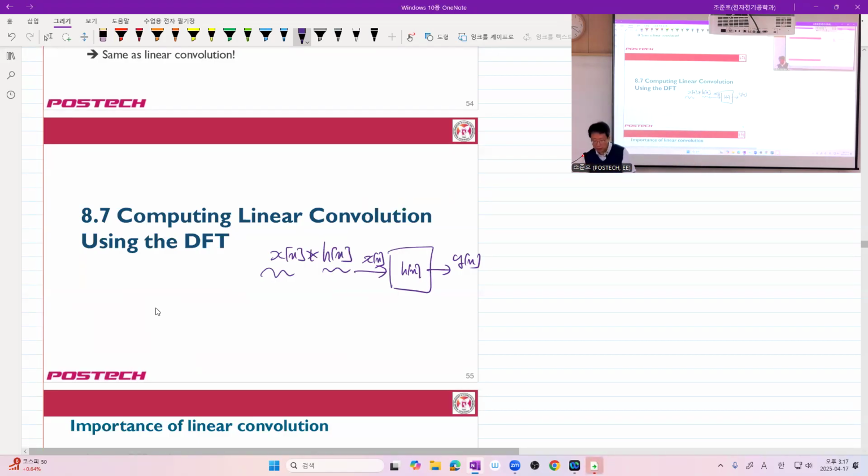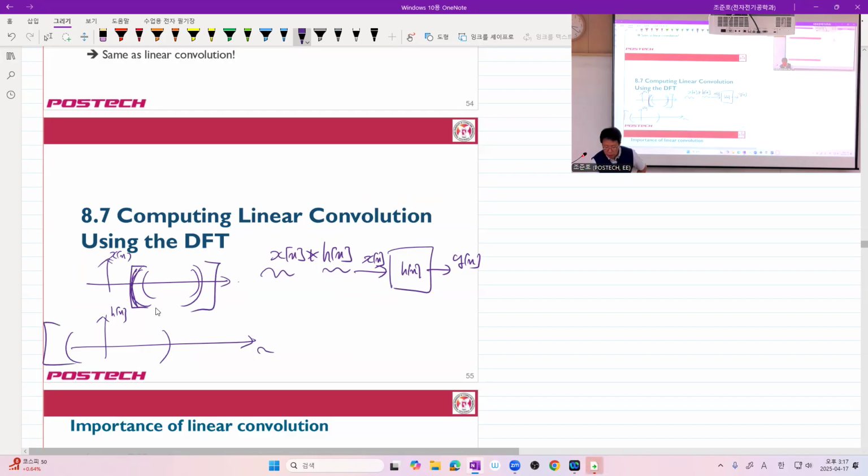So, for example, this is X of n, and that is H of n. Got it? And you choose here, you choose there, and they are, for example, contained in length 1024. So you may use a 1024 point FFT. Now, can you compute convolution using DFT?